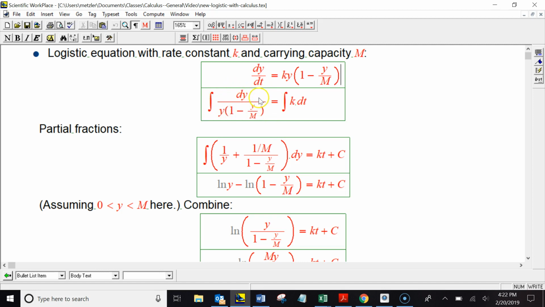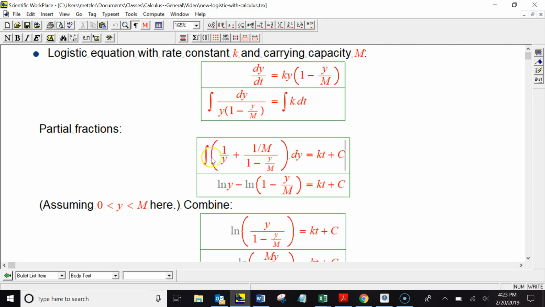And then I'm going to integrate the left-hand side. The right-hand side, I'm going to multiply by dt to get the k and the dt together. That's easy to integrate, so I'll just do it right now. I get kt plus c. And of course, we're going to have to figure out the constant, and that's going to be something where we do something just a little bit clever.